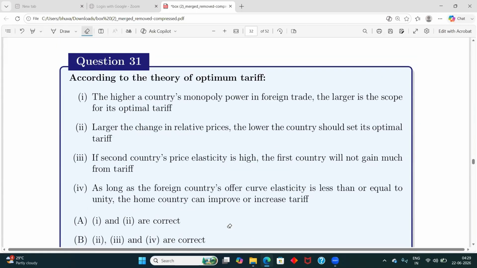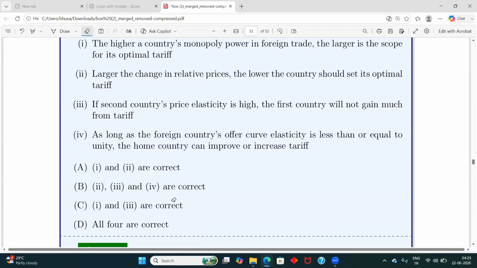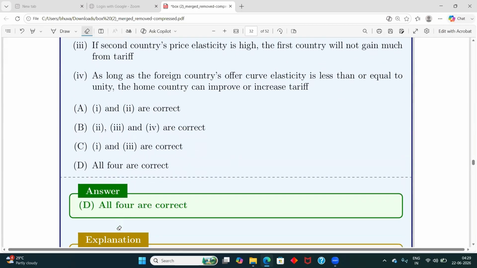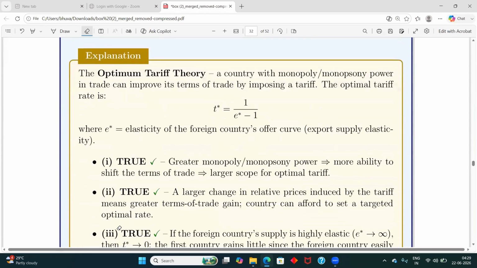Choose the correct option. A, 1 and 2 are correct. B, 2, 3 and 4 are correct. C, 1 and 3 are correct. And D, all 4 are correct. Let us see the explanation. Optimum tariff theory: a country with monopoly power can improve its terms of trade by imposing a tariff.